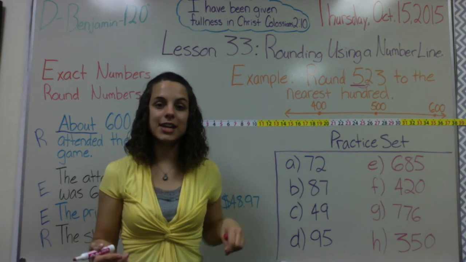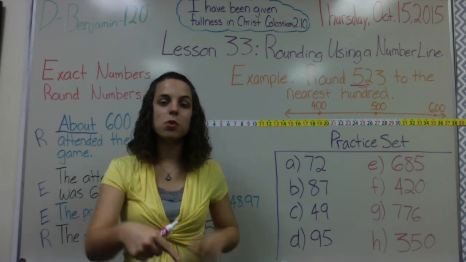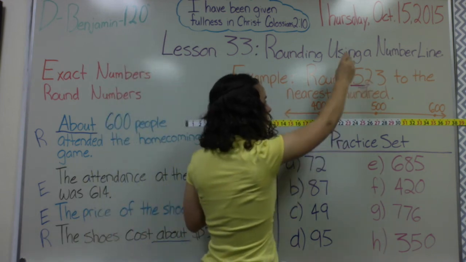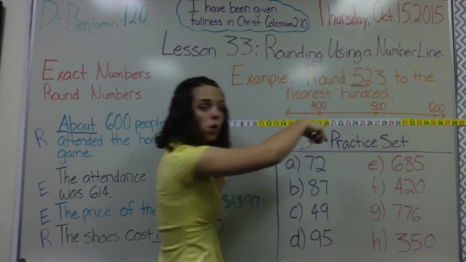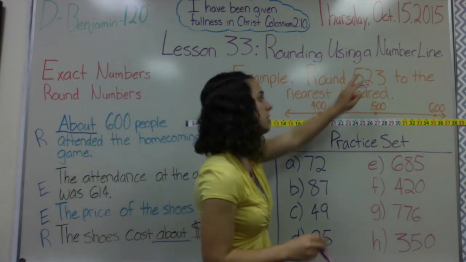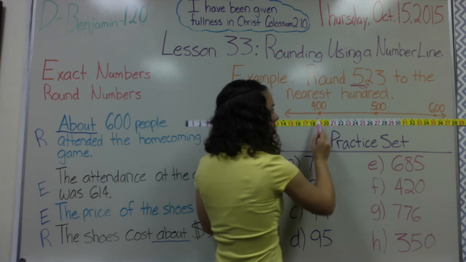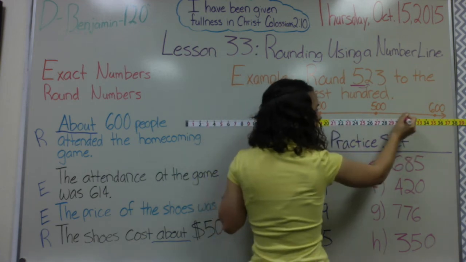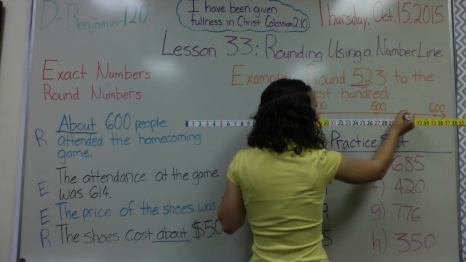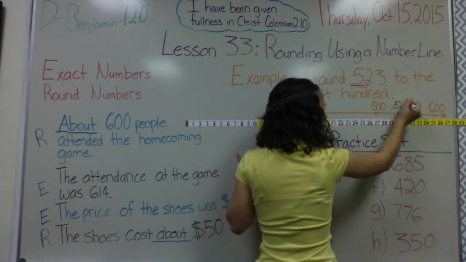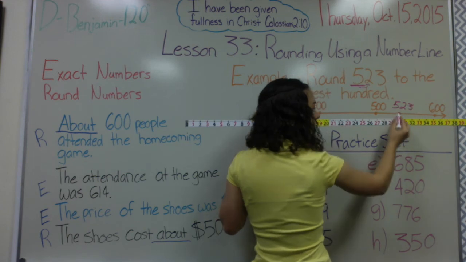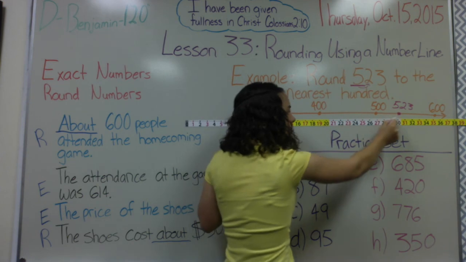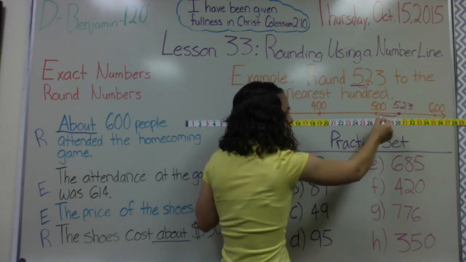If it's less than 5, I round down. If it's more than 5, I round up. In this case, it is less than 5, so that means I'm going to round down. I'm not rounding down to 400. I'm rounding down to the closest hundred. If I were to write it on a number line, 523 would be about here. It's not closer to 600 and it's definitely not closer to 400. It's closer to 500, so that's what I rounded down to.